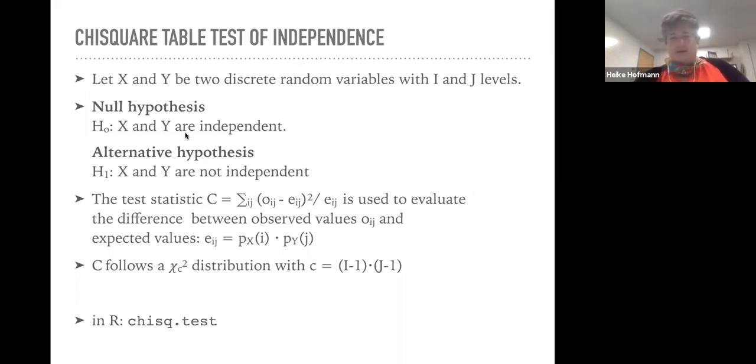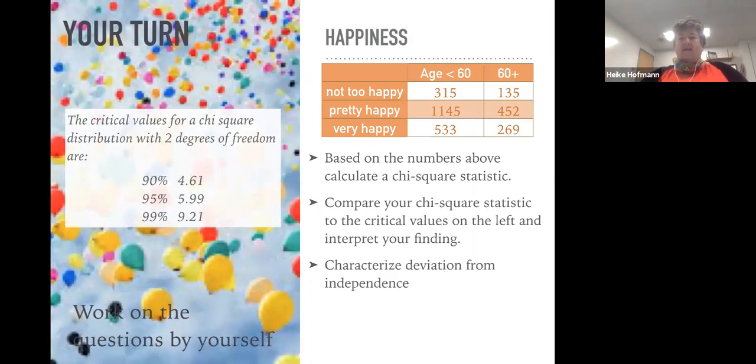So let's have a look at a different example, and I'll hand over to you again for a couple of minutes. Let's do 3 minutes again. And you can have a look at whether happiness level and age are related in some way. So here's a frequency breakdown for age in just 2 categories, below 60 and 60 and above, with corresponding happiness levels.